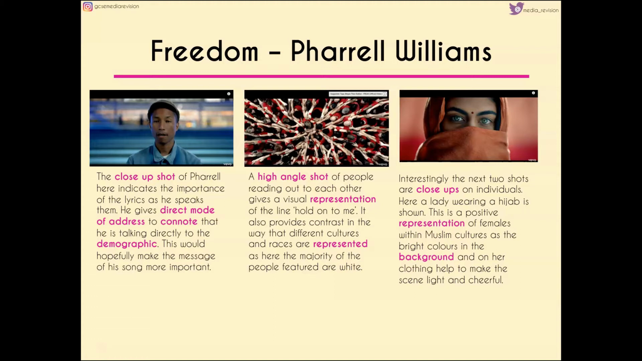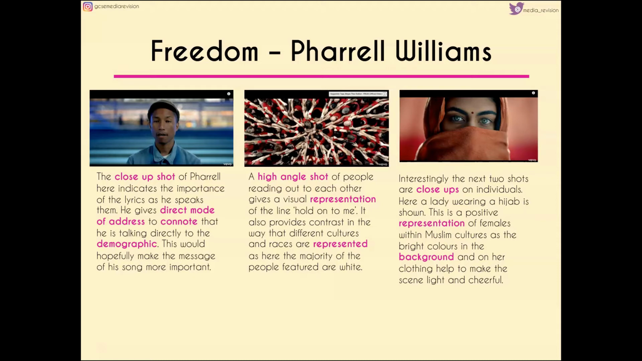It also provides contrast in the way that different cultures and races are represented, as here the majority of the people featured are white. This then contrasts to the next two shots, which are close-up on other individuals. So we have a lady wearing a hijab, which is shown in the scene on the right-hand side.